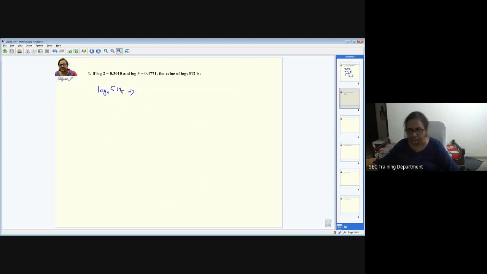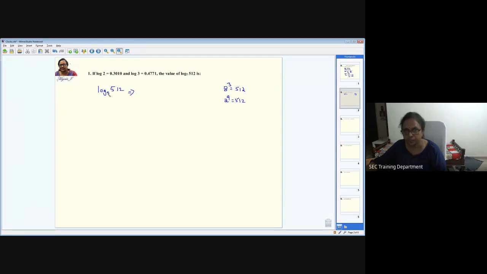The very first thing is we'll first simplify this, and after that we'll break it. We'll simplify this 512. What is 512? You can say this is 2 power 9. 512 is nothing but 8 power 3, or you can say 2 power 9. That is 512. We'll break that later.